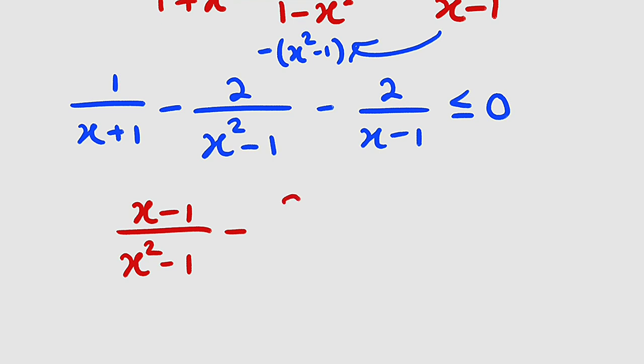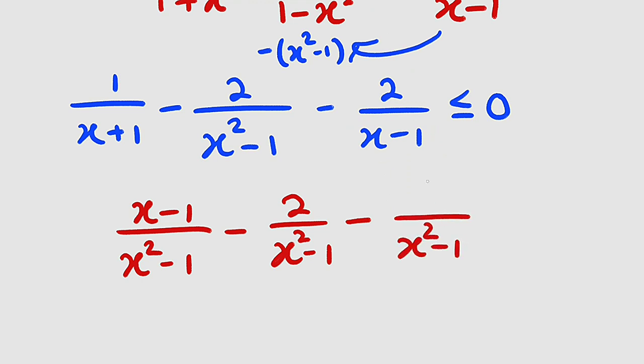The minus 2 divided by x squared minus 1. If you multiply this by x plus 1, it becomes x squared minus 1, right? But remember to multiply the top by the same value, which is x plus 1. So we have 2 times x plus 1, less than or equal to 0.